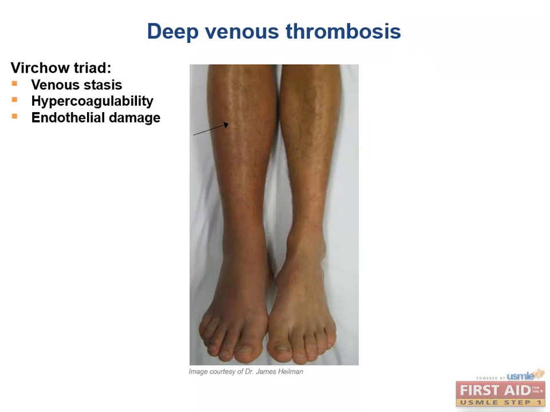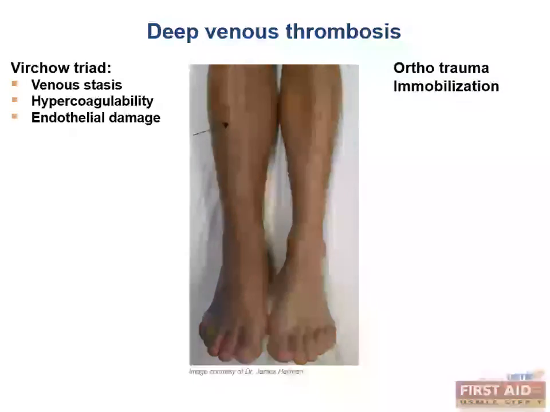So what types of case presentations on the boards will make you think of DVT? Well, classically, you think about orthopedic trauma patients, or really any patient who is immobilized for a period of time. Other folks at risk include older patients, women who are pregnant or postpartum, people who are taking long plane trips or car trips, cancer patients, and women on birth control pills.